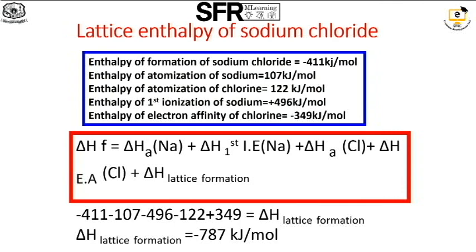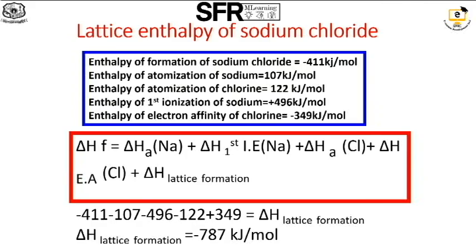The enthalpy of electron affinity of chlorine is an exothermic process, so we put the negative sign, minus 349 kilojoule per mole. From these values, you have to calculate the lattice enthalpy of sodium chloride.